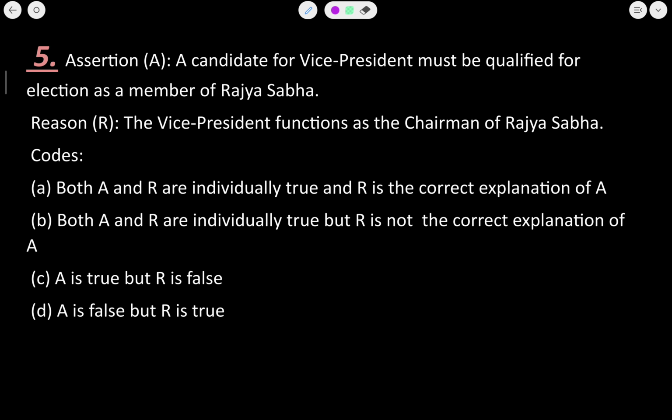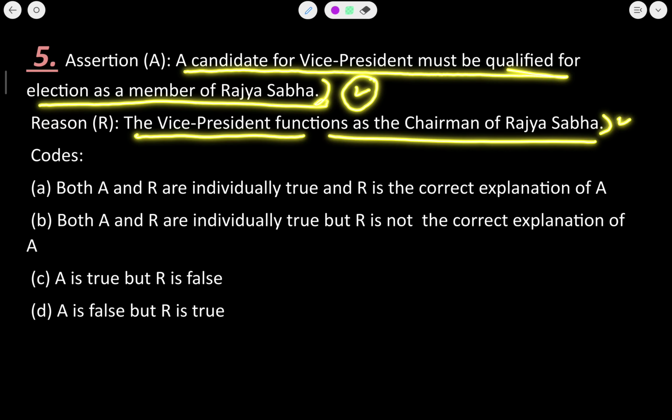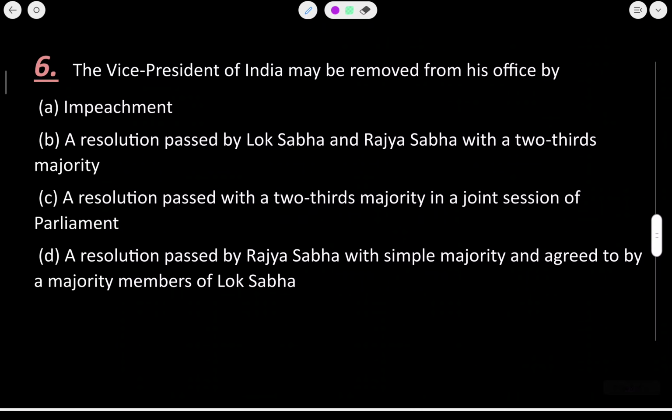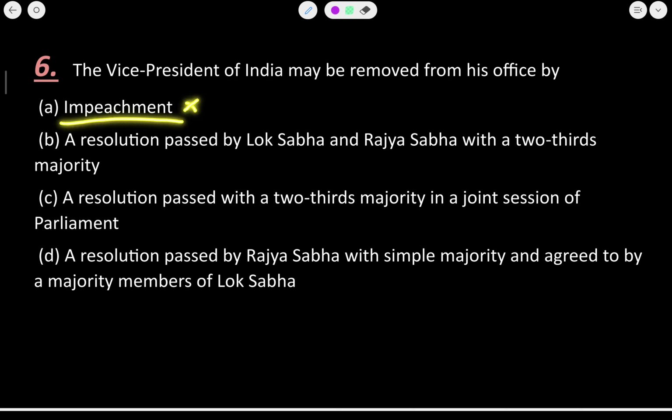Now, this question is of assertion and reason. A candidate for vice president must be qualified for election as a member of Rajya Sabha. Absolutely true statement. We have seen this in the conditions. The vice president functions as the chairman of the Rajya Sabha. Absolutely true. The reason correctly explains the assertion. That is why both A and R are individually true, and R is the correct explanation of A, as I have already explained. Now next: the Vice President of India may be removed from his office by an impeachment. अब मुझे बताओ, is there any formal process for the impeachment of Vice President?